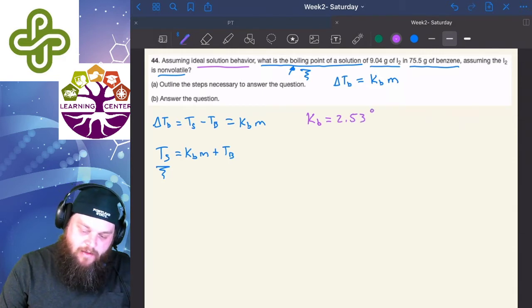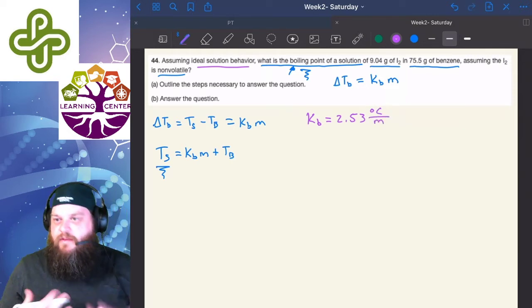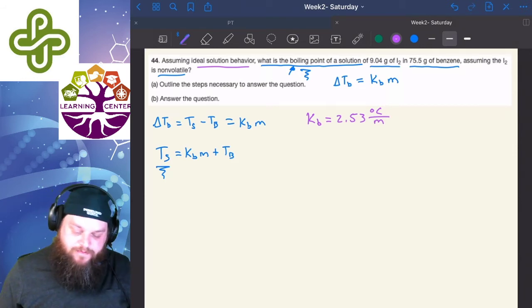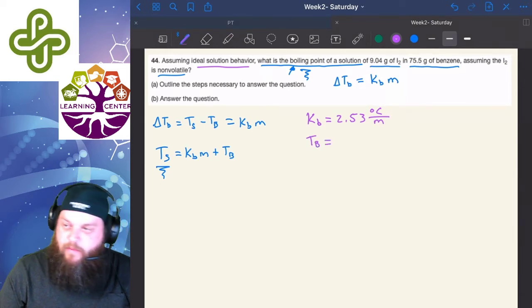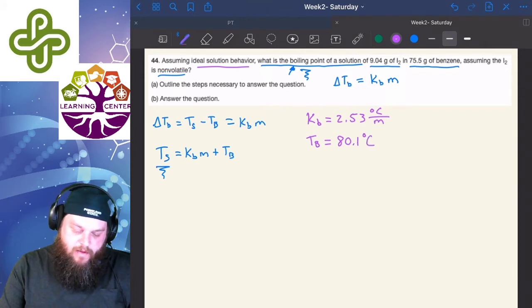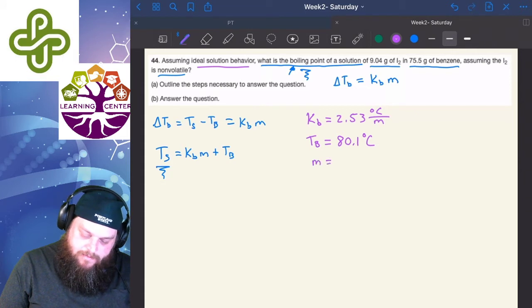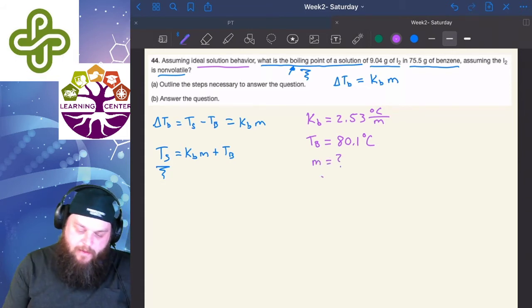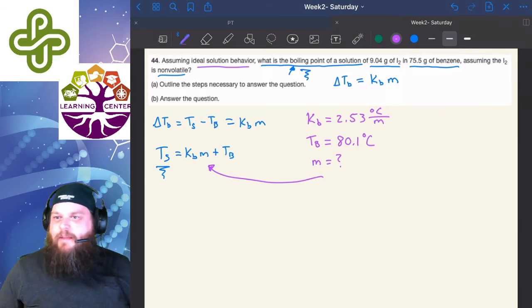And the units for that is degrees Celsius per molal. And those are really just to make sure the units all match up. So we said that the boiling point temperature, capital B, of my benzene was 80.1 degrees C. So now that we have those, we just need to find what is the molality. Once we find that, we can plug them into there and solve for it. So that's kind of my step A, or part A.